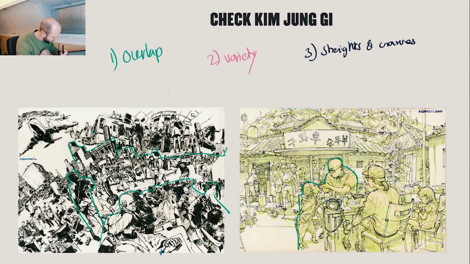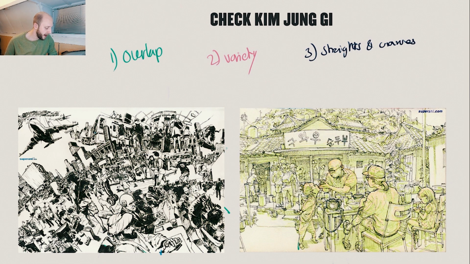Now, as you can see, overlap is actually used to create somewhat of a grouping of areas. So in the left drawing, there's like three areas, you could say. There's a foreground, a midground and a background. And the same is going on in the other drawing, in which the table with the people on it is the foreground, then we have the midground of the building, and then behind it is the background.